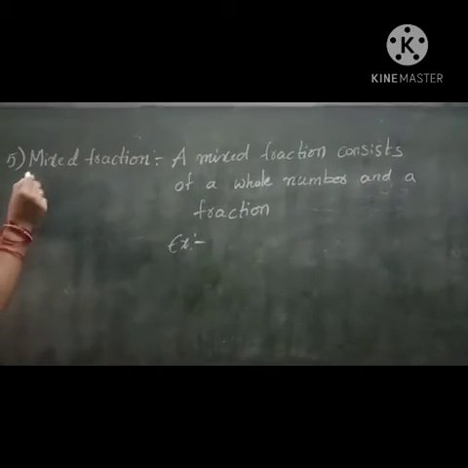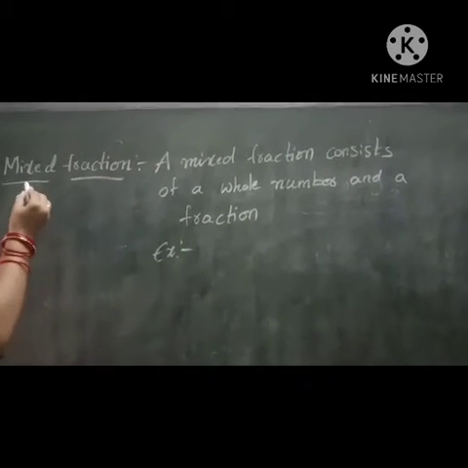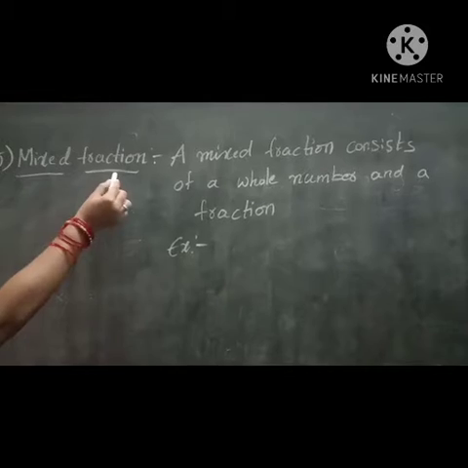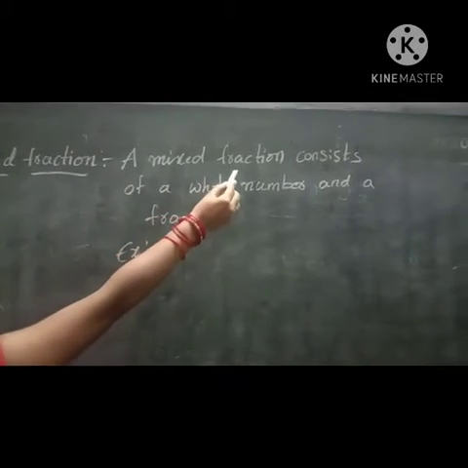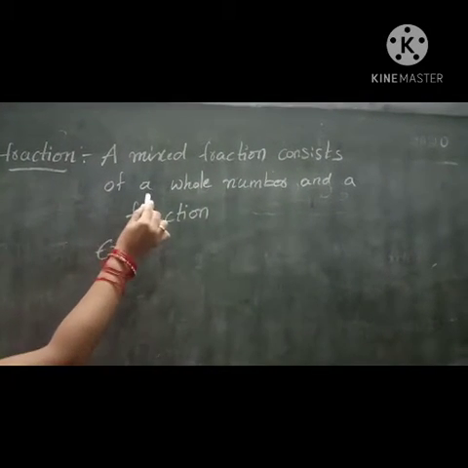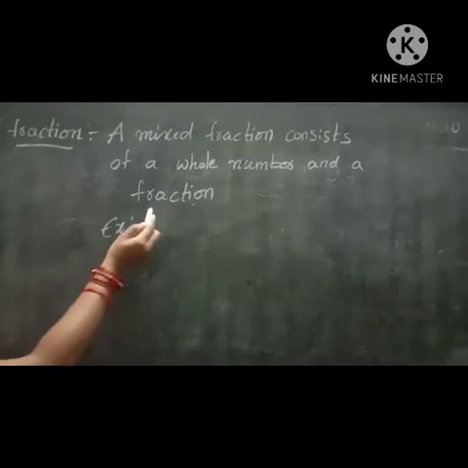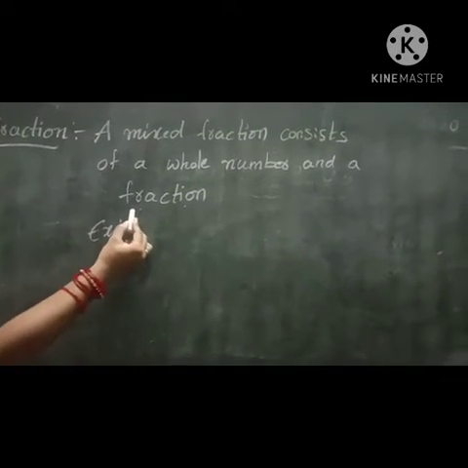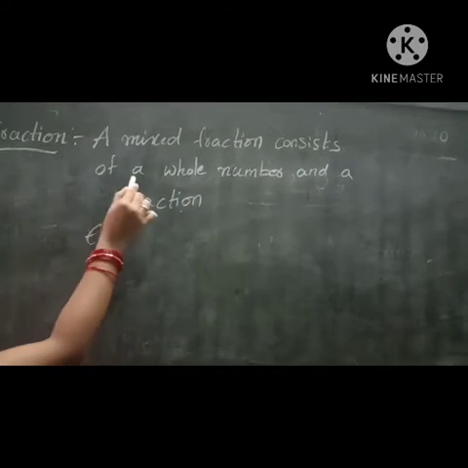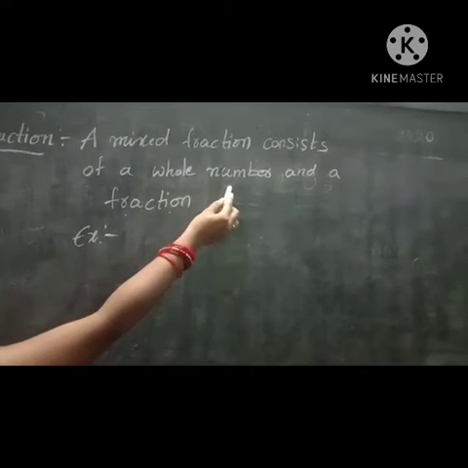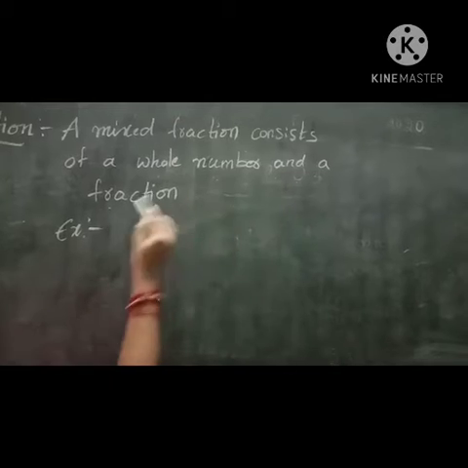Now the fifth one, mixed fraction. Now we are going to discuss the mixed fraction. A mixed fraction consists of a whole number and a fraction. How is the mixed fraction? Yes, a mixed fraction consists of a whole number first and a fraction.